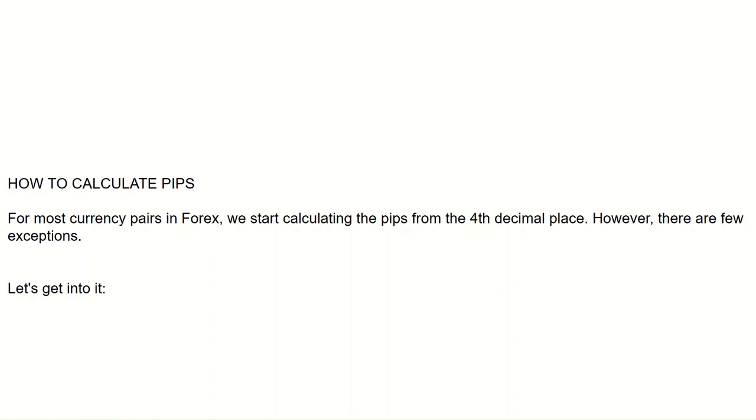For most currency pairs in forex, we start calculating pips from the fourth decimal place. However, there are a few exceptions like the JPY and gold. Yeah, gold and JPY are not calculated from the fourth decimal place, but I'm going to be explaining everything in this section for you.